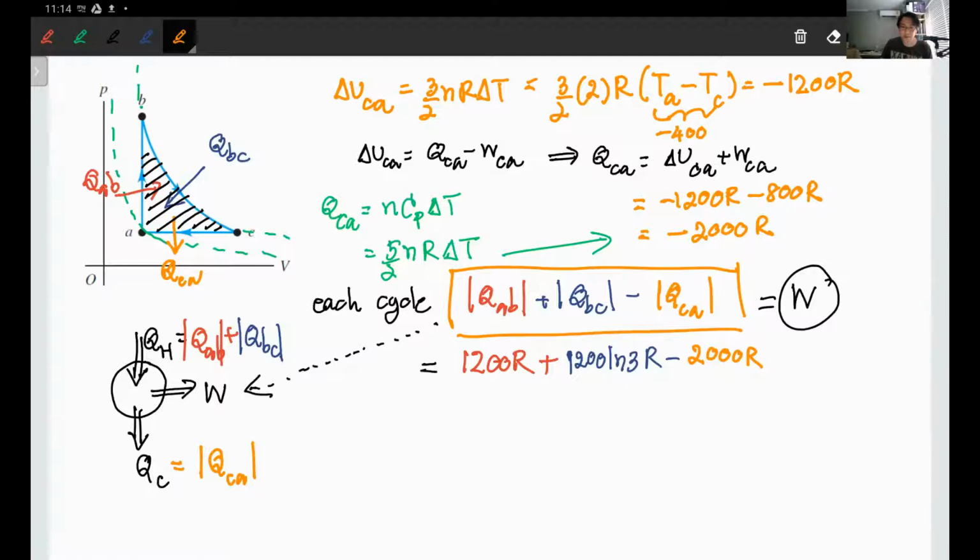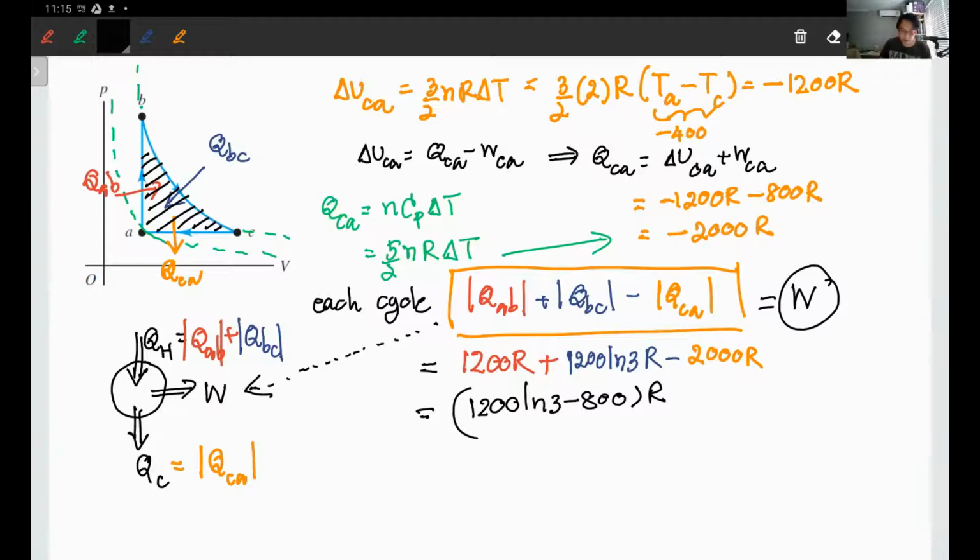Okay. All right. Yeah, the number might not be so nice, but it's not too bad. It's going to be 1200 log 3 minus 800 R, something like this. You can punch the calculator later. But in the exam, personally, I don't mind. Leave it like this. I think this is fine. But I mean, it's kind of nice if you punch the calculator a little bit.